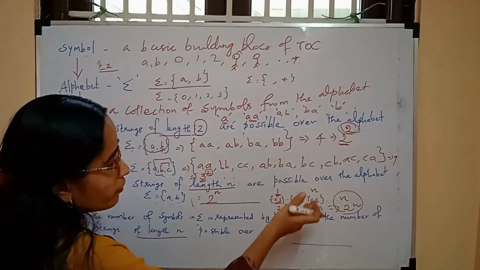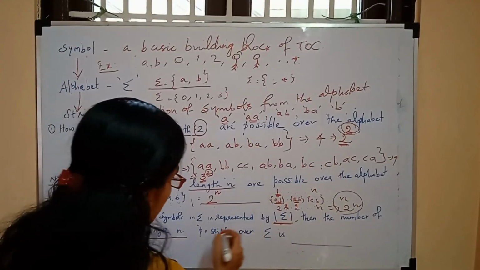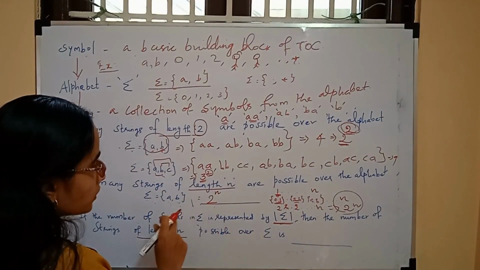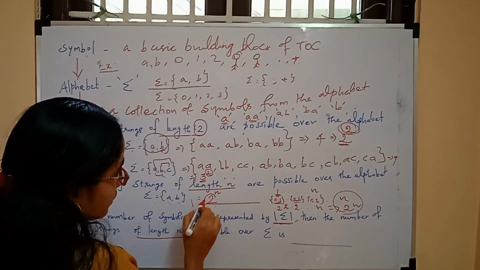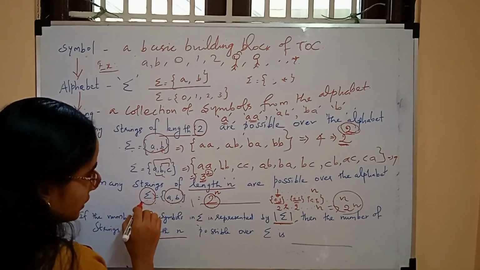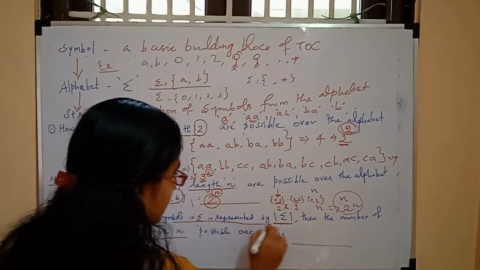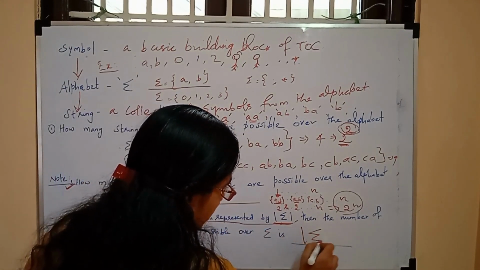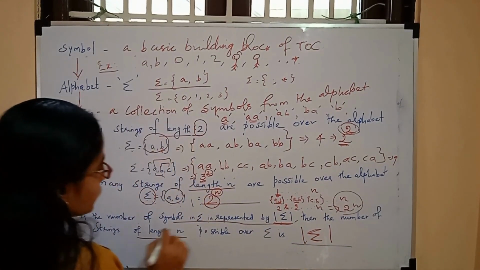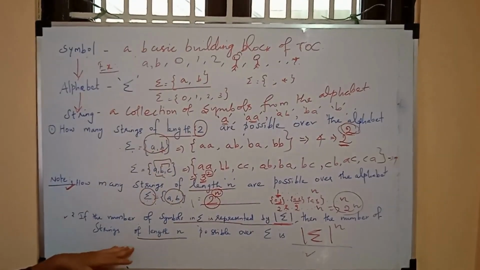How were we framing it before? This 2 represents the number of elements in the alphabet, the input alphabet set. This N represents the length. So here, what represents the number of symbols? This is the representation, so I am writing it as mod sigma. And what is the length of the string? N is the length. So this is the answer. This is how you have to come up with it.